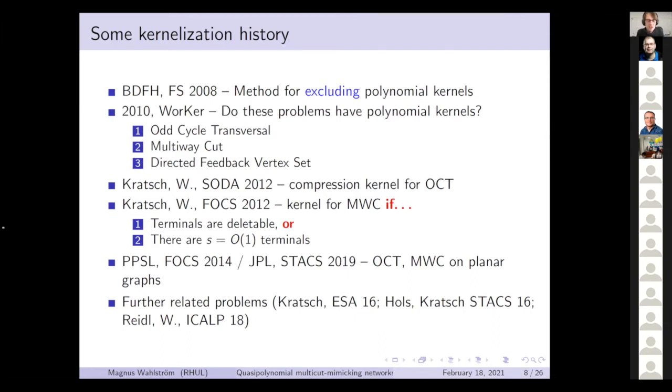There are some partial previous results, like Multiway Cut has a kernel if you're allowed to delete the terminals, or if the number of terminals is a constant. And also Multiway Cut has kernels on planar graphs and some stronger versions. But in the fully general version of Multiway Cut, we basically didn't have anything better than just running the FPT algorithm.